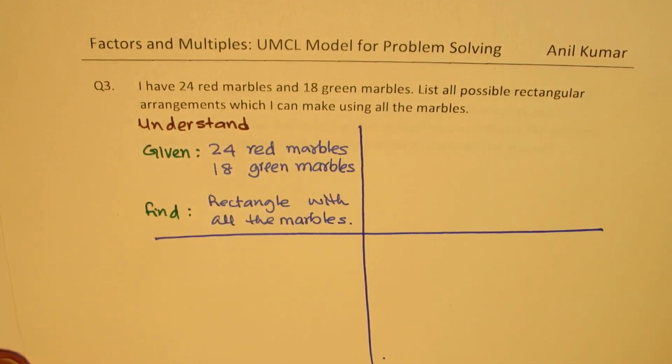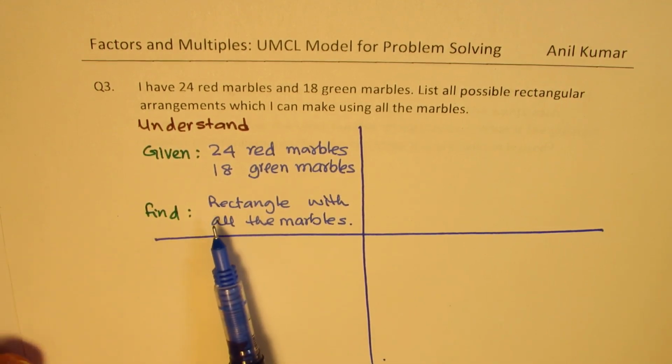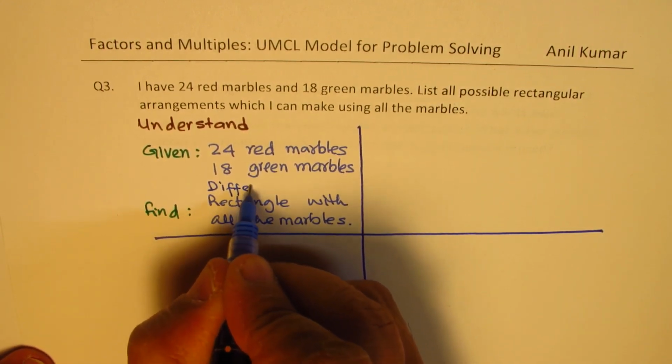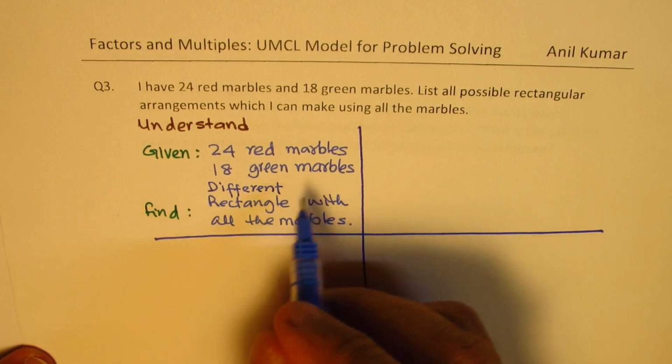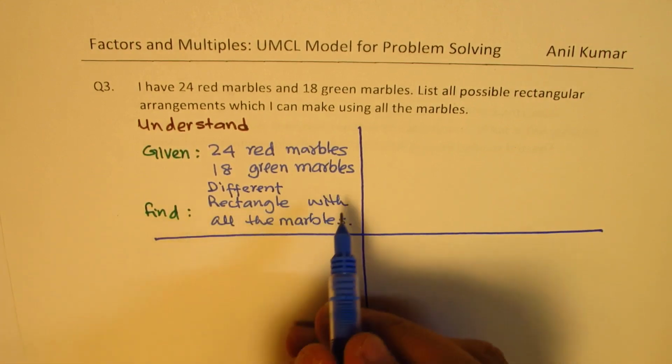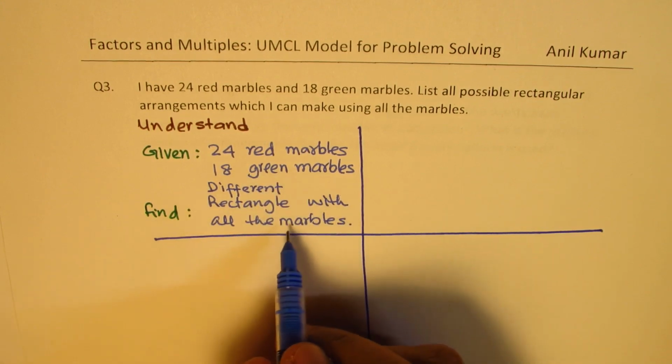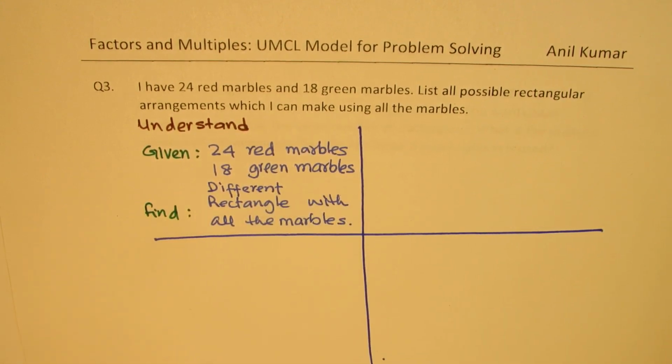Okay, so somehow when you place all these marbles, you should get rectangles. And how many different ways you can do it, this is what you need to find, right? So different rectangles. You can say different rectangle formations with all the marbles, correct? So there could be variation here, but that's what we're trying to understand, right?